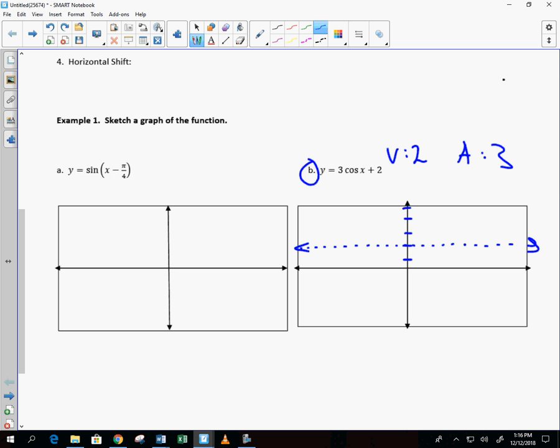3, 4, 5. I'm at 2. I don't go just up 3. I also go down 3. If I go down 3, that brings me to -1. Is there any question how I came up with 5 and -1? From the vertical shift, I go up 3 and down 3. You see that? That's your max and your min. We all okay with that? Sweet. Cool. We're just about ready to go then.